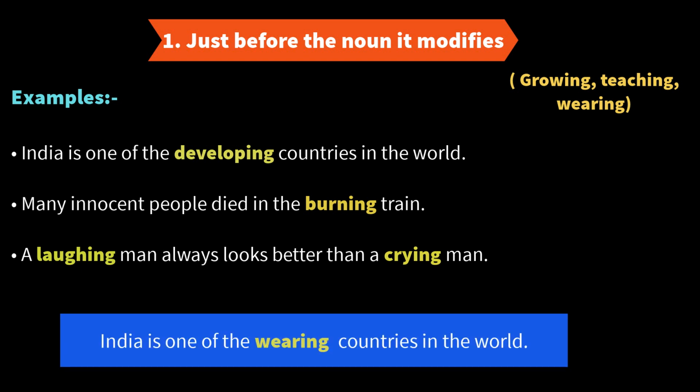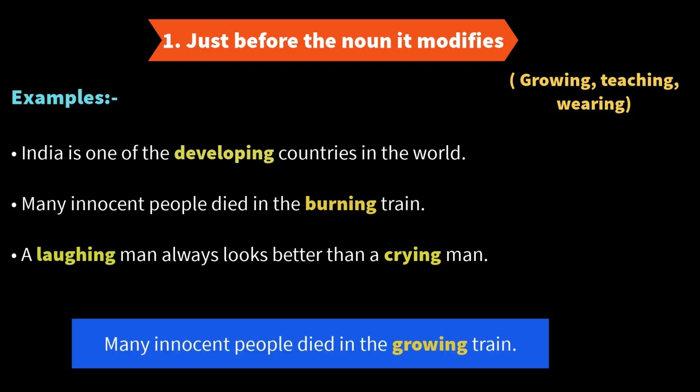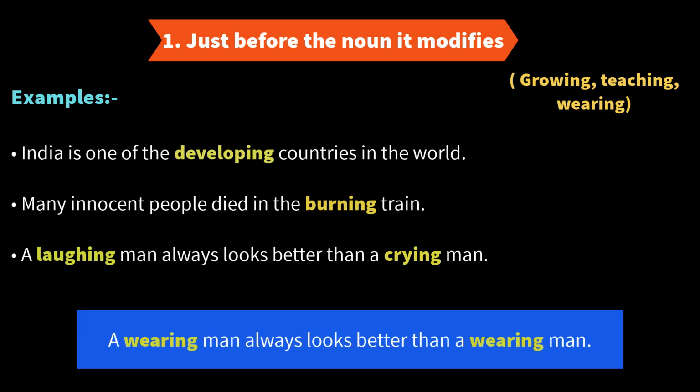Wearing. India is one of the wearing countries in the world. Does it make sense here? No, a country cannot wear anything. A country is not a person that can wear something, right? So it does not make any sense here. Many innocent people died in the wearing train. It does not make any sense here. A wearing man always looks better than a wearing man. It does not make sense here, right?